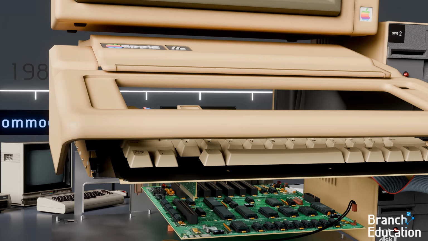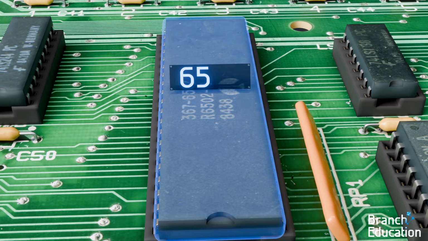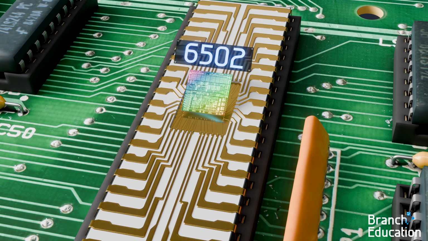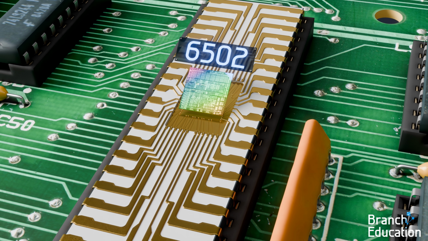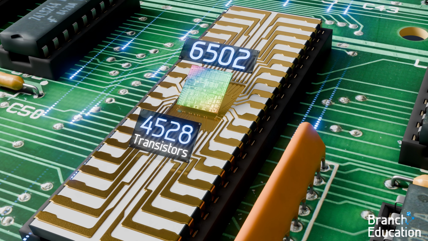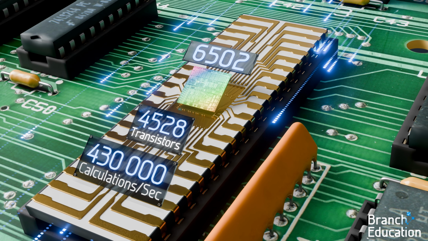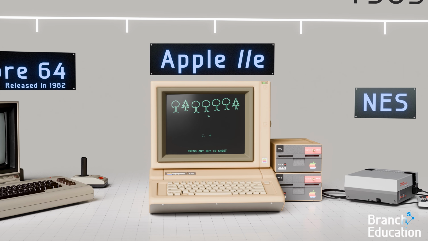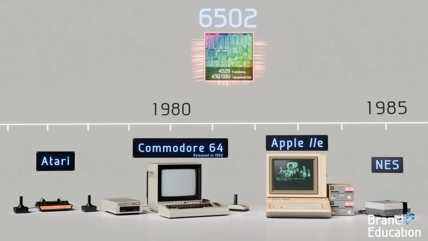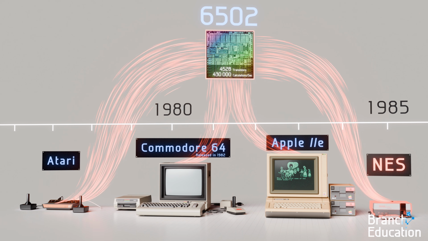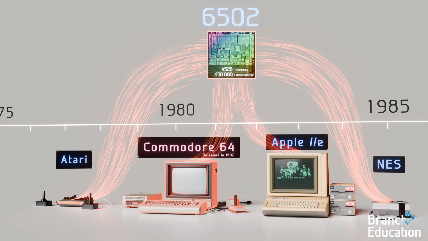Inside the Apple IIe, we find a chip called a 6502, which is considered one of the great-grandparents of all modern processors. This chip is built from 4,528 transistors and can perform around 430,000 calculations a second. While it could only run primitive applications in video games with simple graphics, this chip was the backbone of a generation of early computers and video game consoles, such as the NES, the Commodore 64, and the Atari.